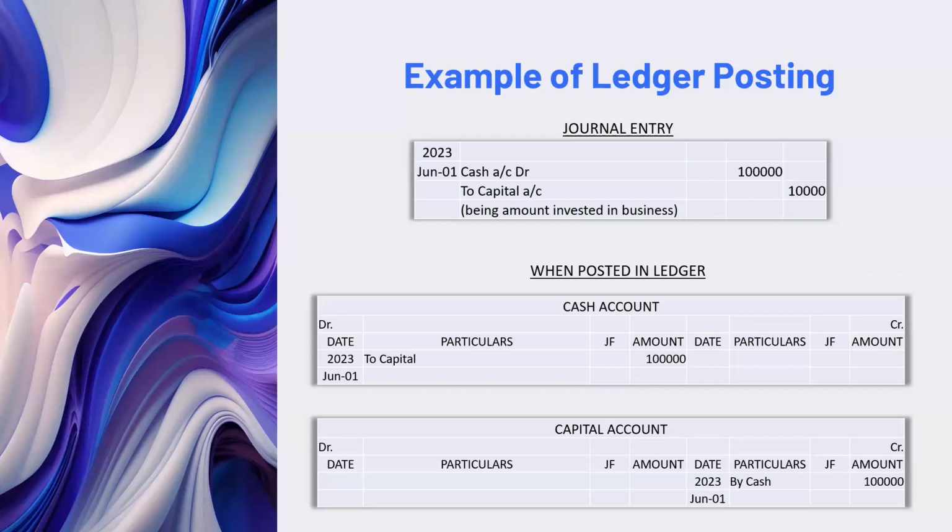So these rules, always register them in you, so that for each and every transaction, if you're confused, you can always apply that rule and cross check whether you have done the correct entry. Clear?